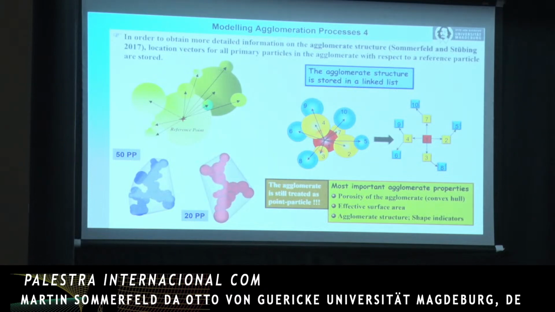This is the structure model done by Mr. Stübing. So basically, you store these particle locations in a linked list. The idea, you have a starting particle, and you store reference vectors to all the primary particles involved in this aggregate. Okay, this is not a problem to do computationally, but you need to know now how to deal with this cluster of primary particles, how to do a collision.